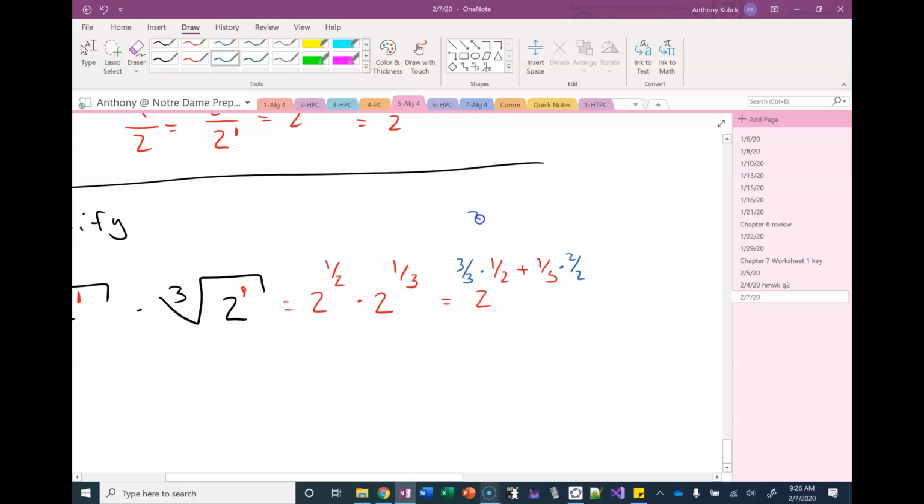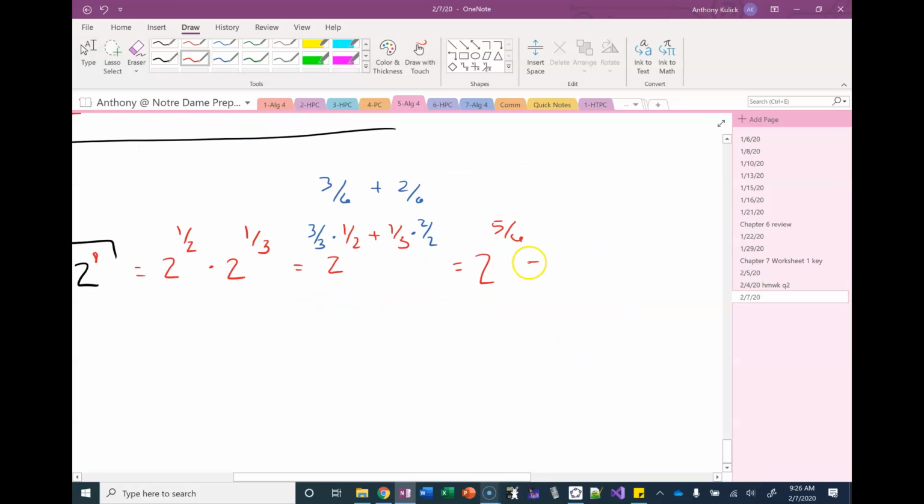So that'll give me 3 over 6 plus 2 over 6. And then how do I add fractions together when they have a common denominator like that? We add the tops, but the bottom stays the same. So I'm going to have 2 to the 5/6.